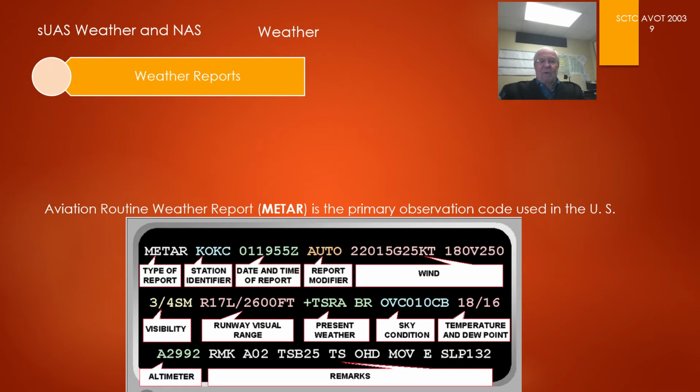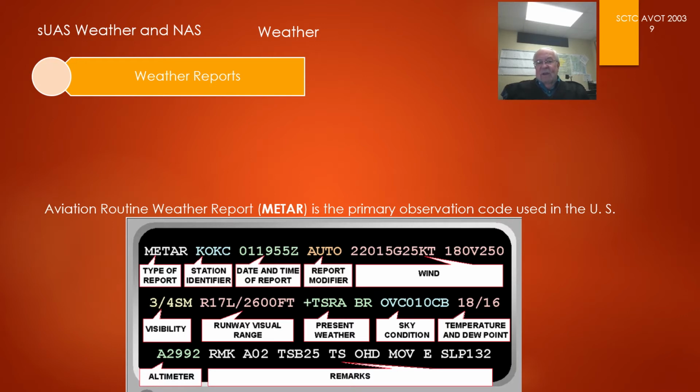METAR type of report. Station identifier. Then the date and time of the report. The report modifier, just telling you this is an automated machine. That's telling you the weather. Could say anything there, I suppose. Then the wind block. 220 degrees at 15 knots. That's the wind direction, coming from 220 degrees, 15 knots, gusting at 25 knots.